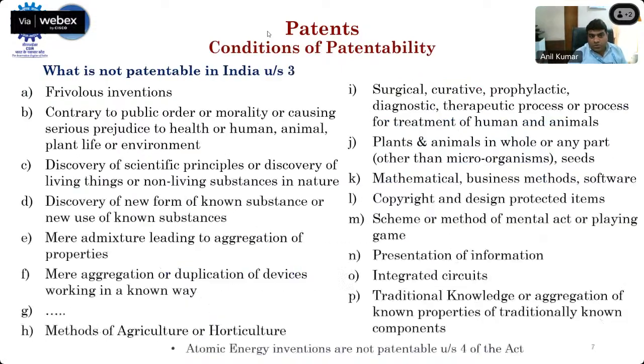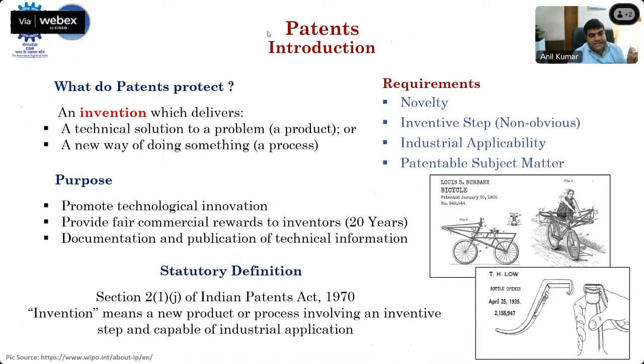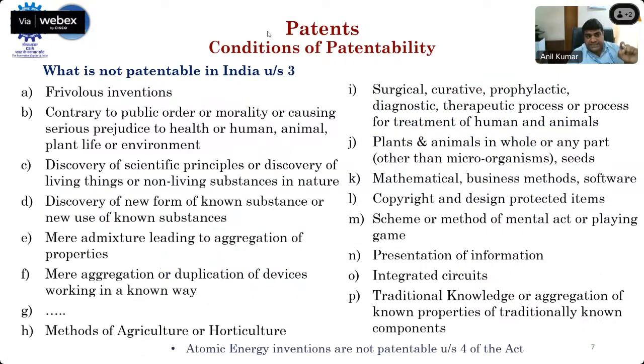patents. If we talk about the patentable subject matter, we have already seen that a new product or process having an inventive step and capable of industrial application is patentable, but it should not fall within the objections in section 3 and section 4 of the Patents Act. So what are these objections? These are certain items which are excluded from being patentable in India.